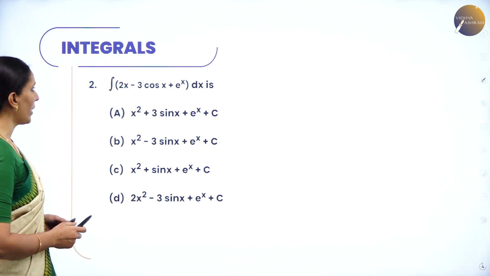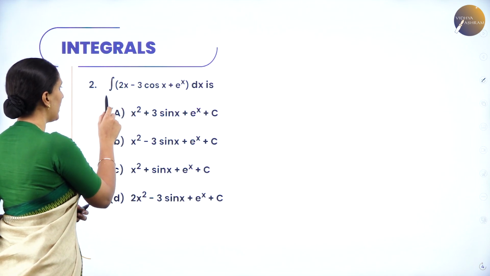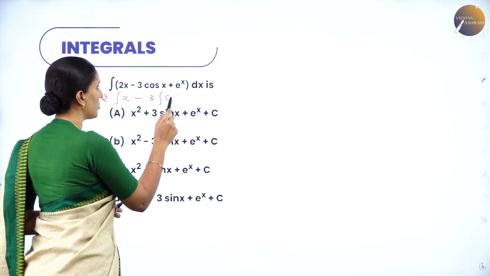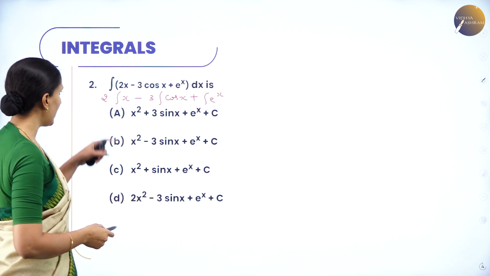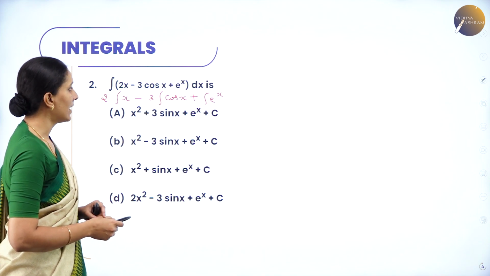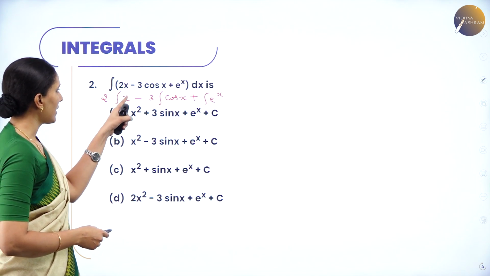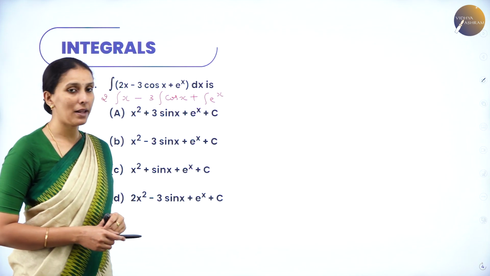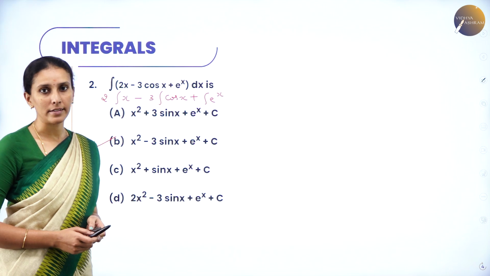Next, integration of 2x minus 3 cos x plus e power x dx. When I apply the integration for this, I'll keep 2 as a constant, integration of x, minus again 3 constant, integration of cos x, plus integration of e power x. If I integrate them separately, this is x square using the polynomial integration, cos x gives sin x and e power x is e power x. We can clearly see here, this is x square by 2, so 2 and 2 get cancelled. The answer will be x square minus 3 sin x plus e power x plus c. When you look at the options here, option B clearly is the answer.